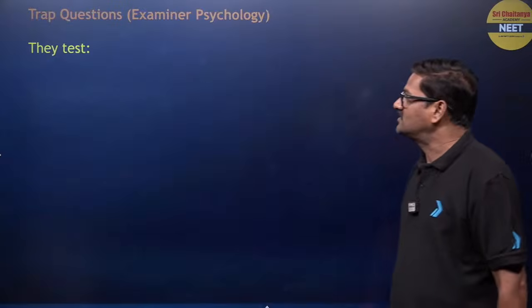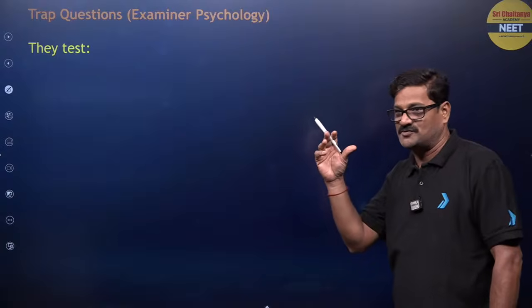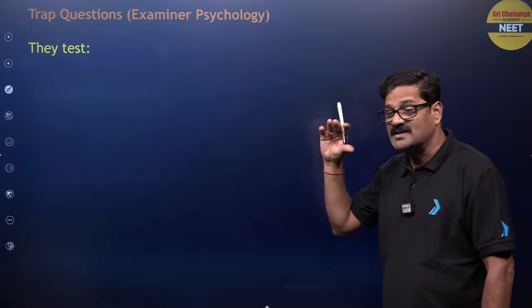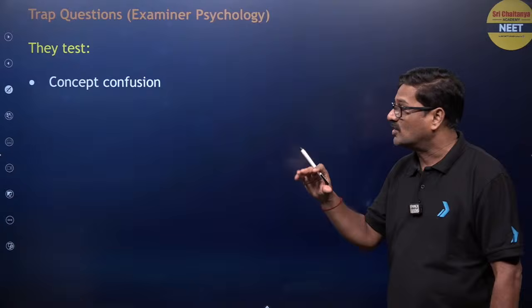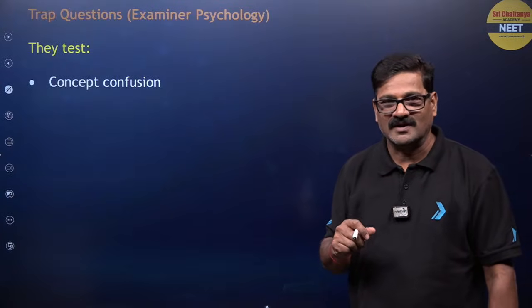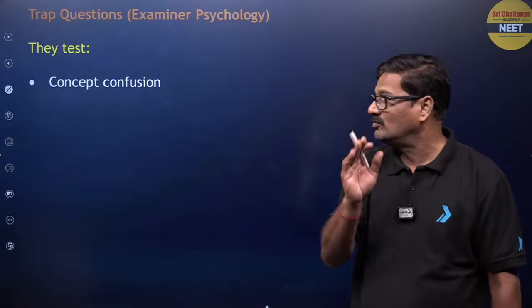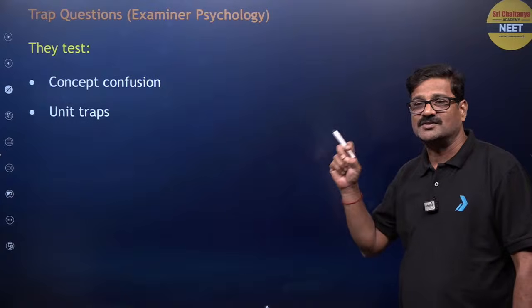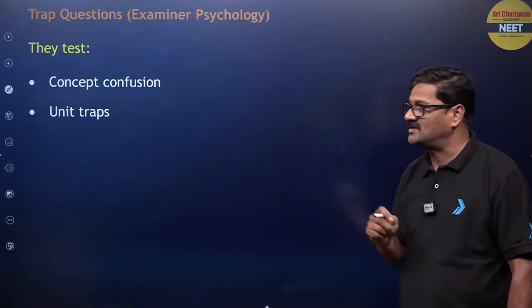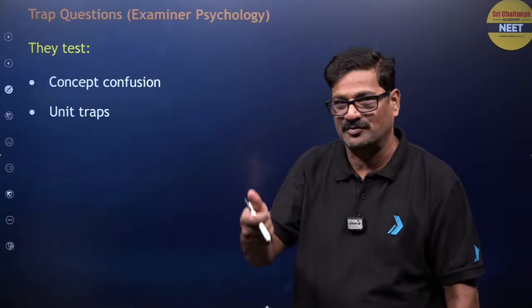And also I will tell you trap questions. According to examiner psychology, how can they trap you in questions? Look, they can confuse you in concepts. You will have this idea or that idea, and you will be in a dilemma. The unit trap, they can slip in here. So how is the examiner going to catch you?